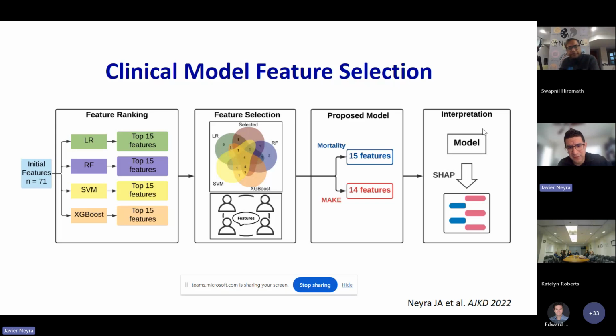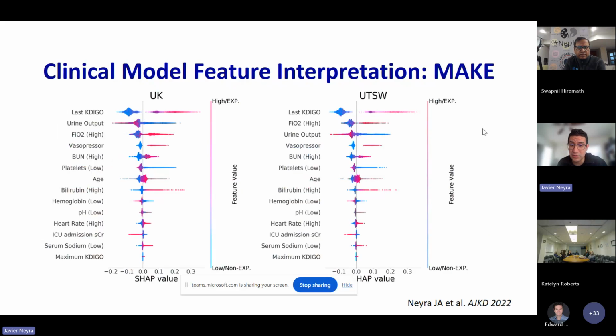We wanted to create something feasible, not a model where the only way to implement it is with a lot of computing capacity. So this is just a model that we'll use based on the interpretation that we did on the machine learning models and our clinical rationale, with 15 features for mortality prediction and 14 features for MAKE. And then we move to the interpretation.